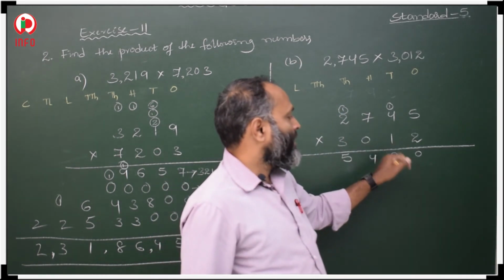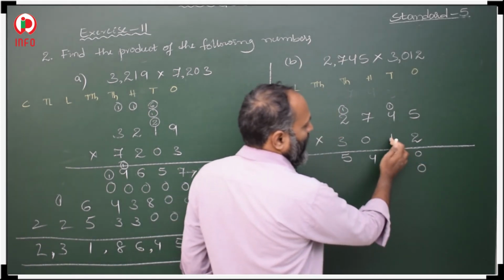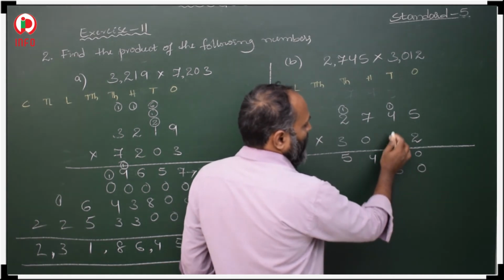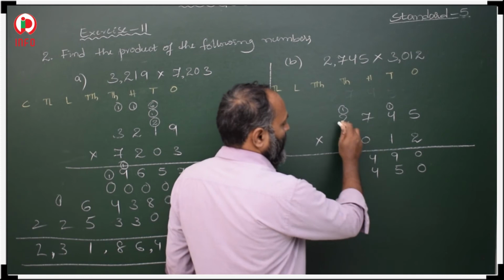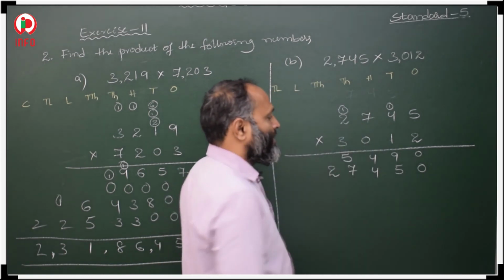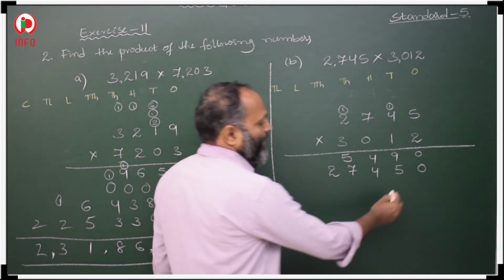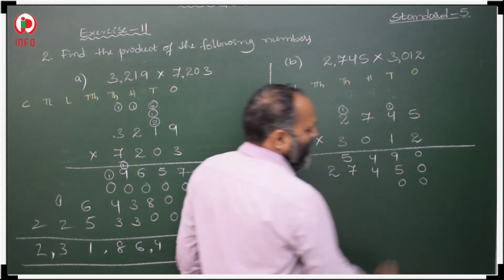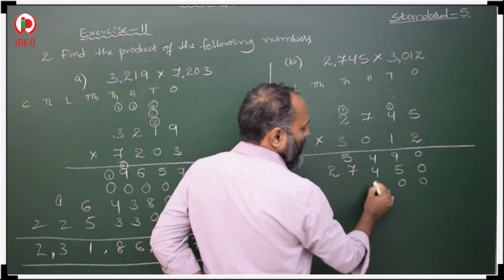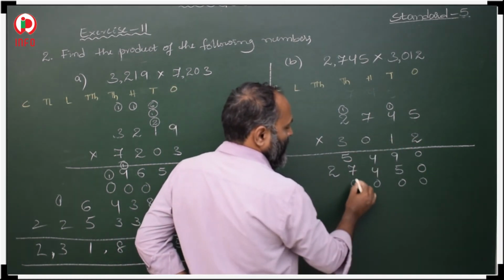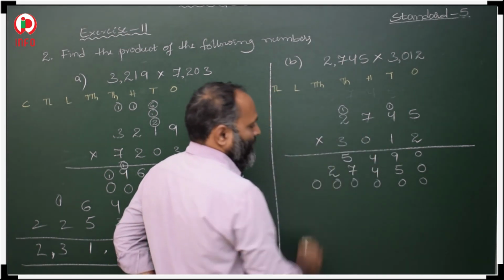Now we start multiplication with 1. The 1 is in the tens place, so in the ones place we keep 0. Then 1 times 5 is 5, 1 times 4 is 4, 1 times 7 is 7, 1 times 2 is 2. With 1 it is over. Next with 0. When we start with 0, first we keep zeros in the ones and tens places, then 0 times 5 is 0, 0 times 4 is 0, 0 times 7 is 0, 0 times 2 is 0.